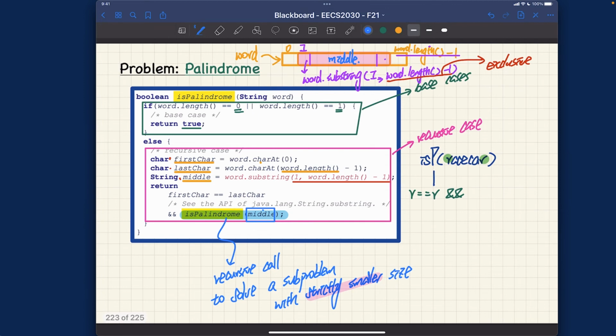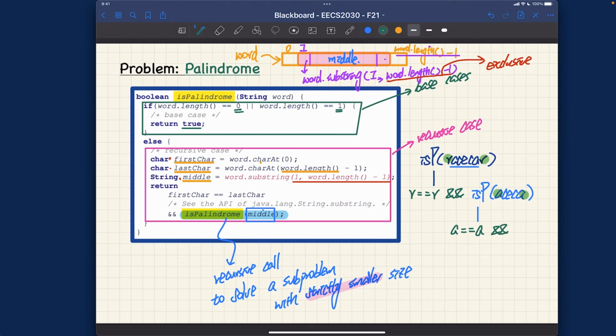In that case, it's going to be isPalindrome and the middle part over here, which is going to be ACECA. Is that a palindrome or not, right? And for this part over here, we're going to, again, look at the first and last character of that, which will be A and A. So this will boil down into A equals A.